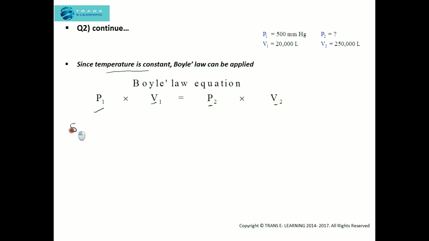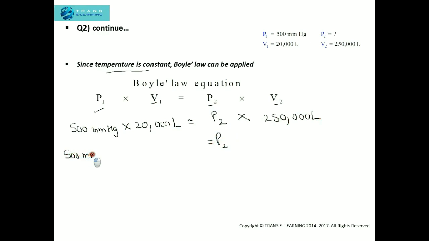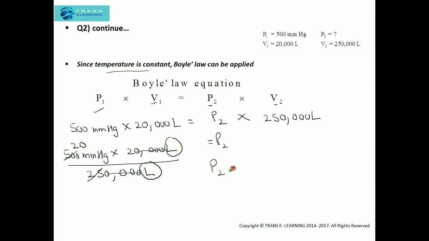into volume 2. I'm substituting the values, that is 500 mmHg into 20,000 liters, and we need to find the pressure 2, and the volume will be 250,000 liters. So the pressure 2 will be 500 mmHg into 20,000 liters divided by 250,000 liters. The unit of the volume will get nullified, and here I'm cancelling these zeros, and 25 into 2. So the pressure 2 will be 40 millimeters of mercury.